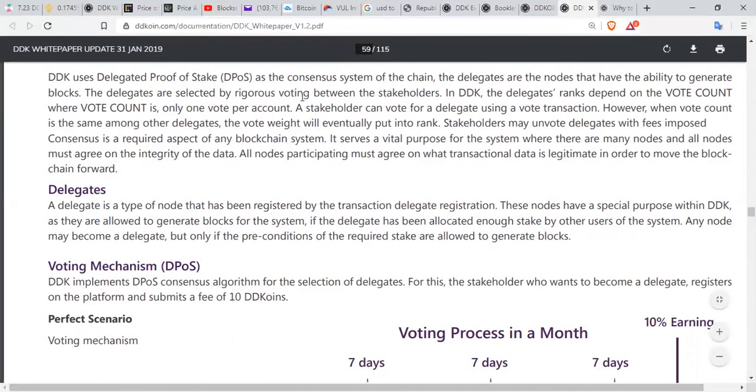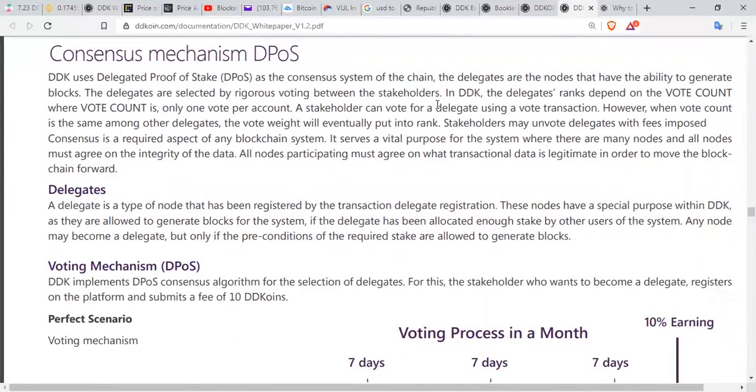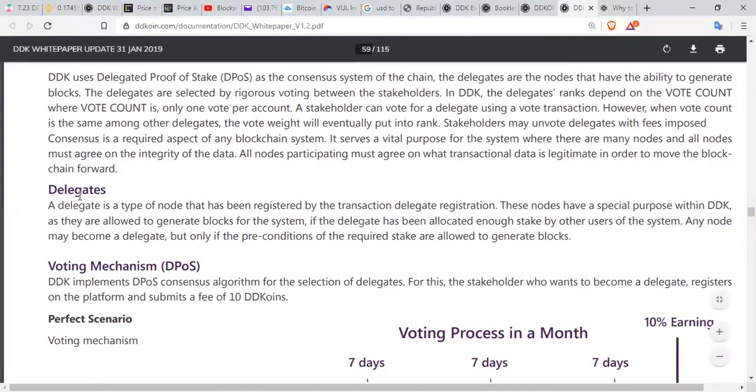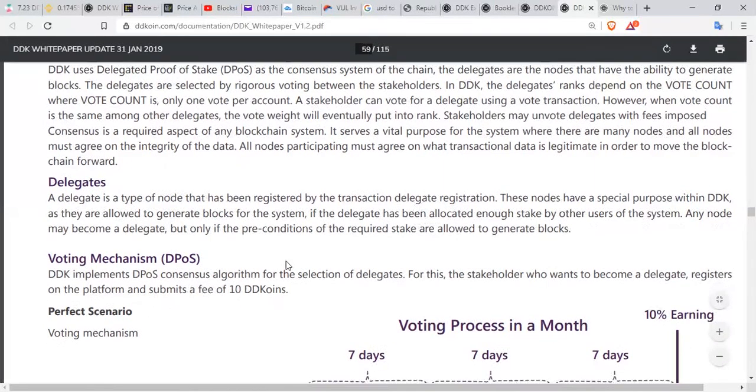stakeholders. So as the consensus system of the chain, the delegates are the nodes that have the ability to generate blocks. The delegates are selected by rigorous voting between the stakeholders. So currently we are voting every week, and every fourth vote we get our staking reward. In DDK, the delegates' ranks depend on the vote count. Per vote count is the only one vote per account. So ayun, mapapansin ninyo, meron tayong delegate and meron voting mechanism.